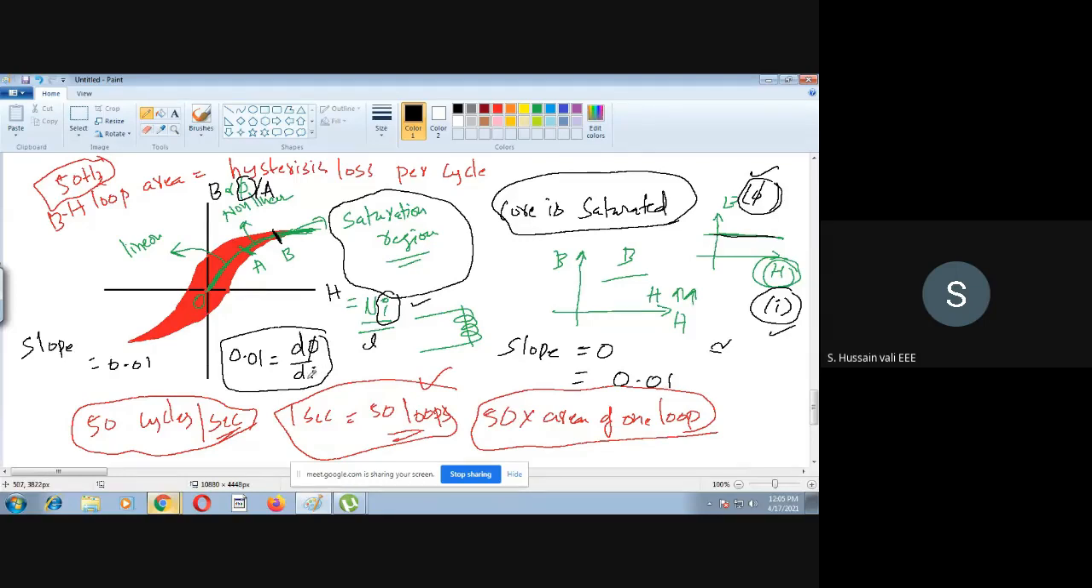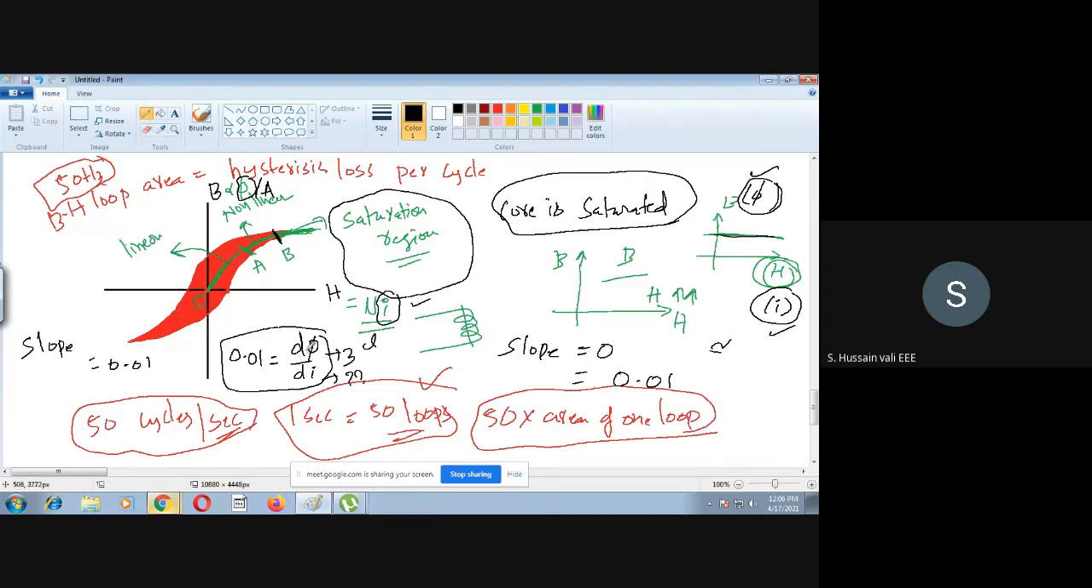Now, I want to make d phi as 3. If I want to make d phi 3, how much should be the di value? That is the question. The slope is 0.01 because the graph is in saturation, because the graph is horizontal. Why is it horizontal? Because you have seen in the BH loop that beyond B, in the saturation region, the graph is nearly horizontal. If the graph is nearly horizontal, its slope is very, very small. I am taking 0.01 as the slope.